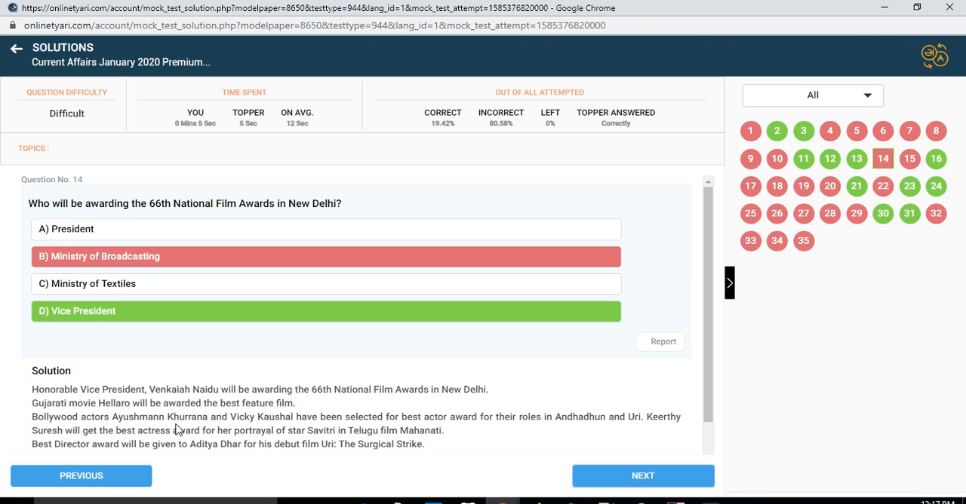Ayushmann Khurrana and Vicky Kaushal have been selected for best actor award for their roles in Andhadhun and Uri. Keerthy Suresh will get the best actress award for her portrayal of star Savitri in the Telugu film Mahanati. Best Director award is given to Aditya Dhar for his debut film Uri: The Surgical Strike.